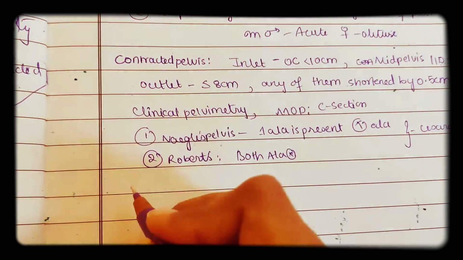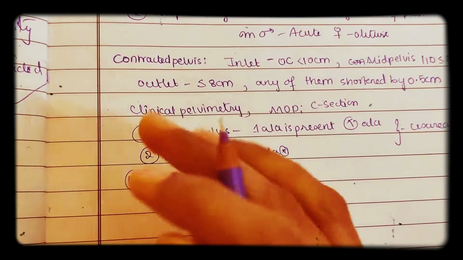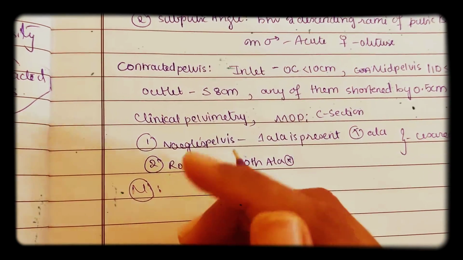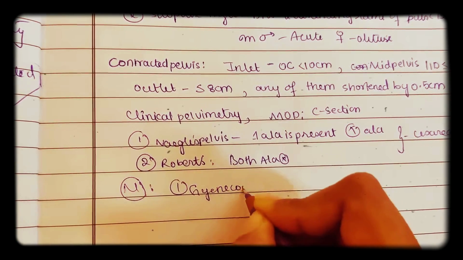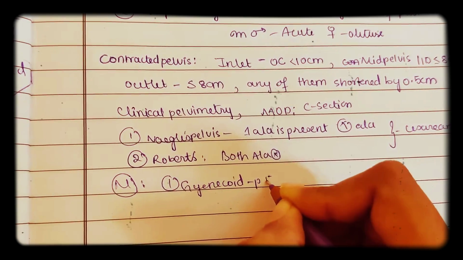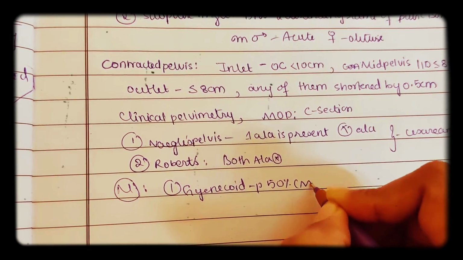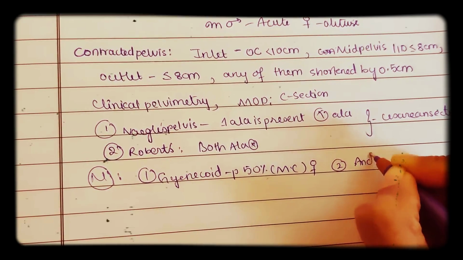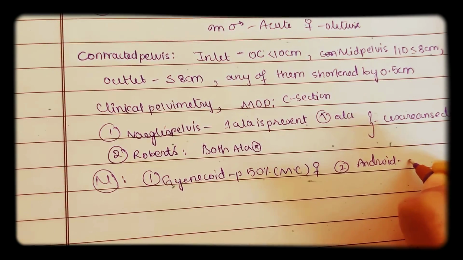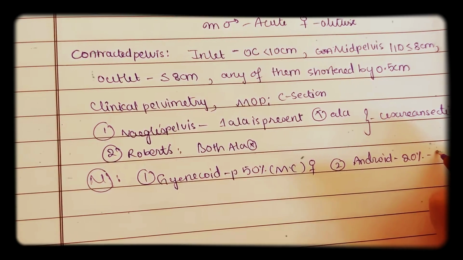Now let us discuss the normal varieties of pelvis, based on the shape of the inlet. The first one is gynecoid. According to the name, you can say it is present in females. It is 50%, the most common, that is the female pelvis. Next, coming to the second type, that is android. In the name itself you can see it is like the male pelvis, only 20%.